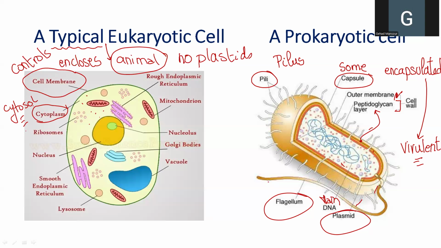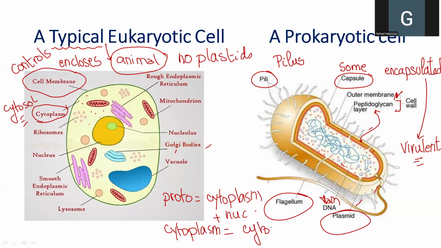But when you say cytoplasm, you mean all of this. You mean the cytosol and all the organelles around the nucleus. If you add the nucleus, then it is protoplasm. So we can say something interesting here, that protoplasm means cytoplasm plus nucleus, and that cytoplasm is cytosol plus organelles.